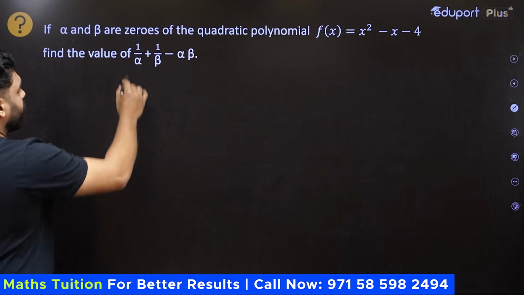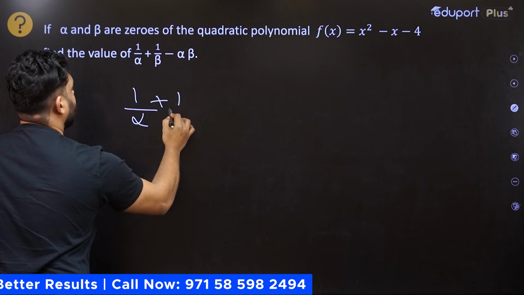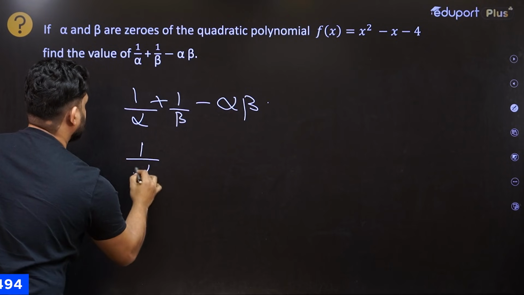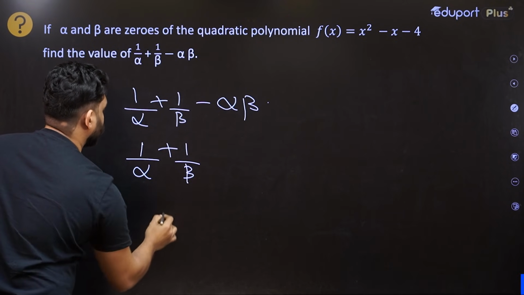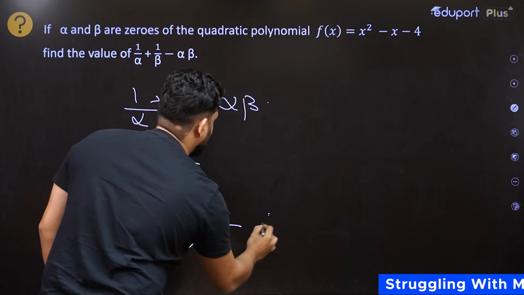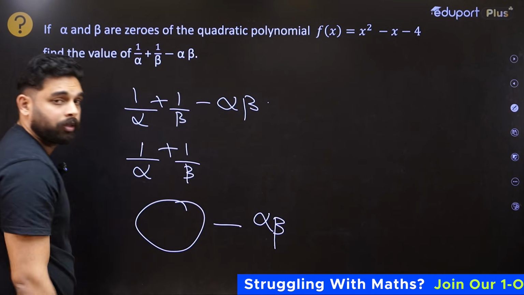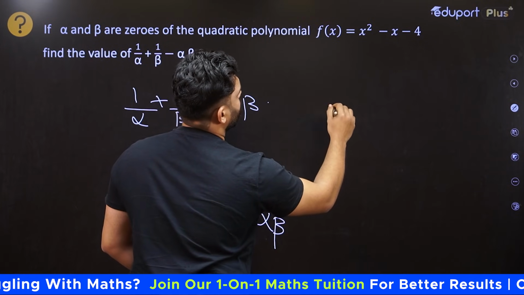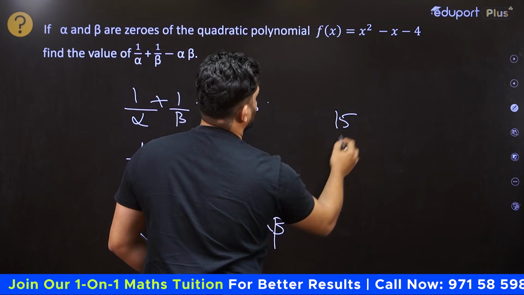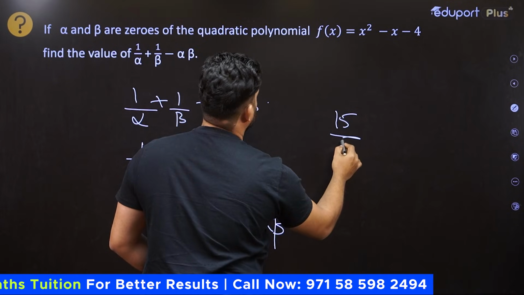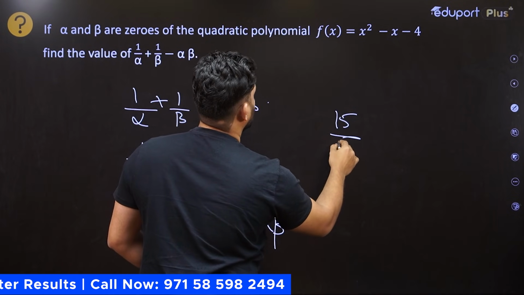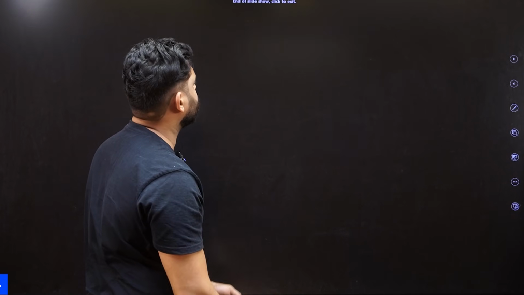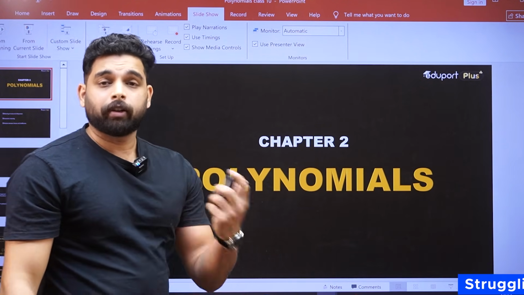Similarly, solve this problem: 1 by alpha plus 1 by beta minus alpha beta. First you find what is 1 by alpha plus 1 by beta. So you will get a value here, subtract alpha beta from it, which you already found. So you will get the final answer as 15 by 4 or something, an answer like this. Okay, that's all. So study well.